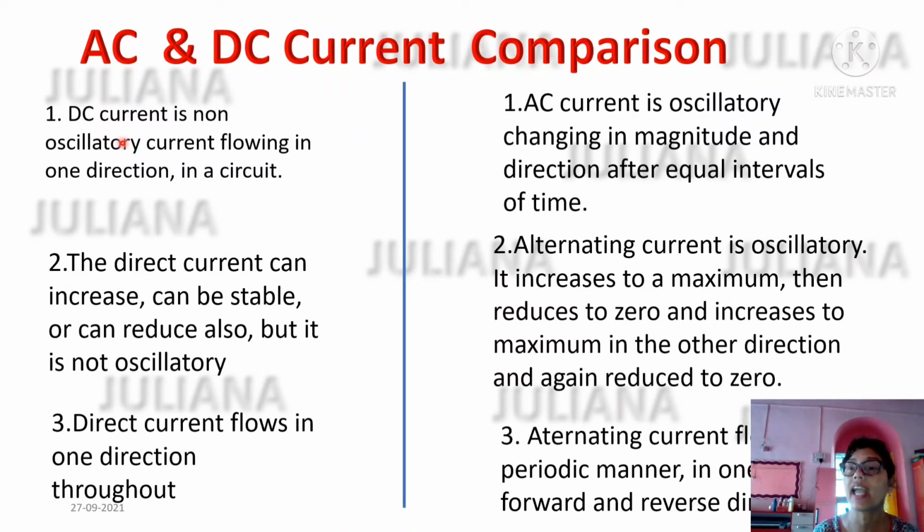It does not oscillate. It can be increased or decreased or can remain stable, but it cannot oscillate between high, low, high, low, high, low. Okay, then AC current is oscillatory, changing in magnitude and direction after every equal interval of time. Alternating current can oscillate. It increases to maximum, then it reduces to zero, and then increases to maximum again, but in the opposite direction. Direct current flows in one direction throughout. Alternating current flows in a periodic manner, first in the forward direction, and then reverse in the second half.